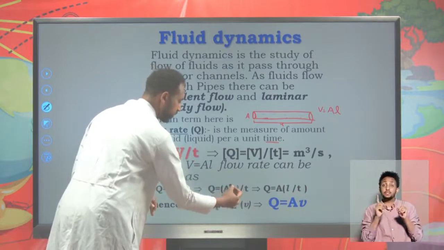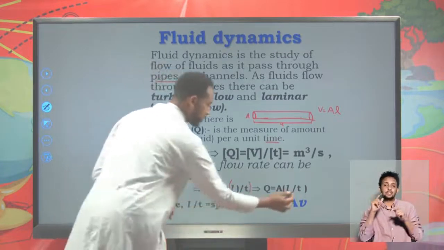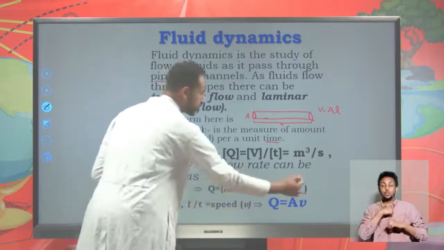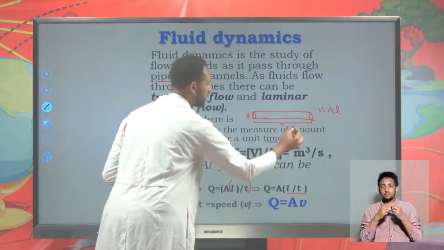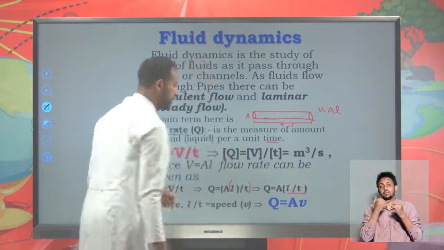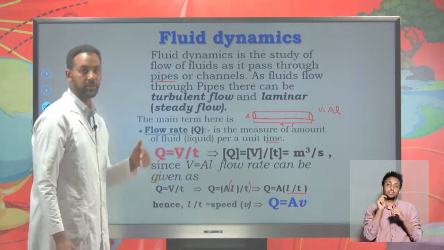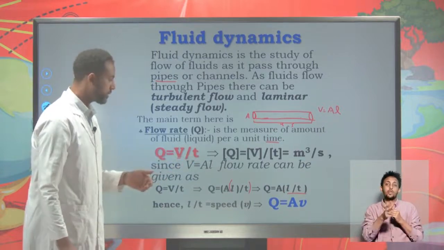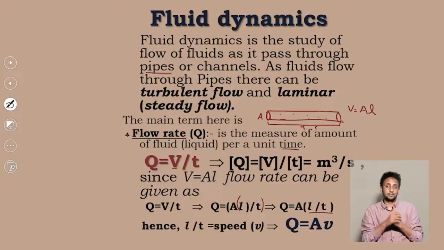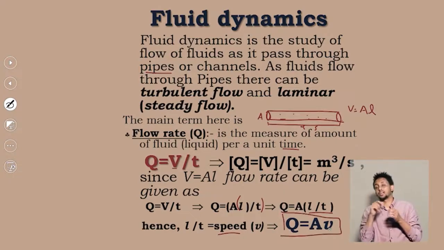But the rate of change of this length with respect to time T, you can say length to time T, or displacement S over time T, the rate of change of displacement with time, is known to be velocity, or we can take it as speed. So length over time T is speed V. We can express this flow rate as area times speed V.